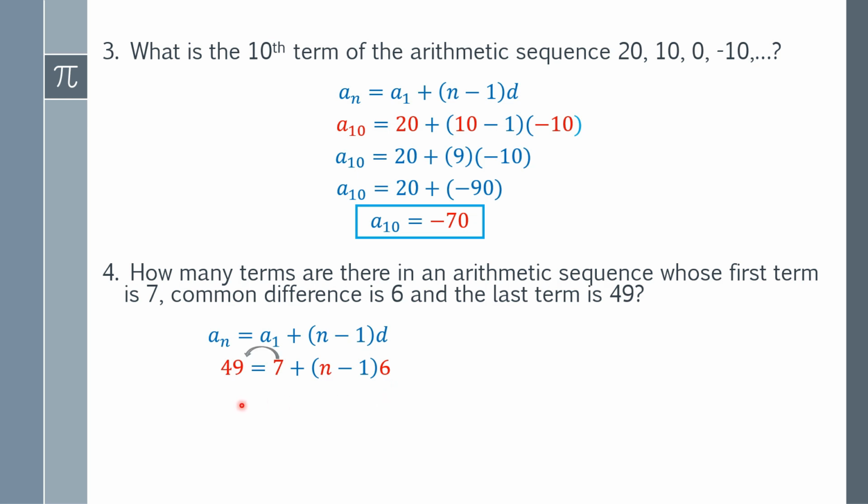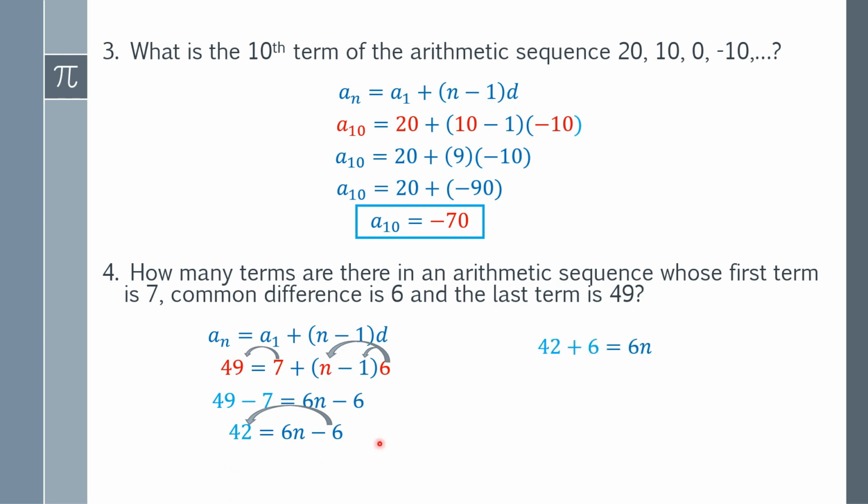So next thing to do is to transpose 7 to the left side. And then we also need to distribute 6 to n and 6 to negative 1. So we will have 49 minus 7 equals 6n minus 6. Simplify, we have 42 equals 6n minus 6. And the next thing to do is to transpose negative 6 to the left side.